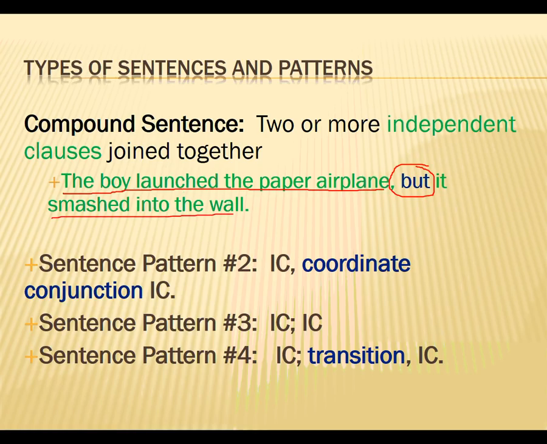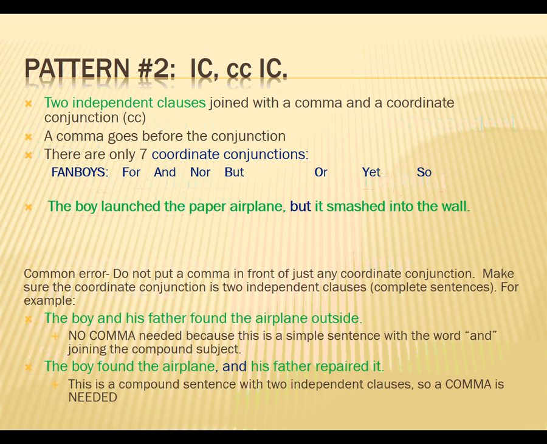Thus, compound sentences must be joined together using proper punctuation and joining words. There are three basic patterns for compound sentences, and we will review each type. The first compound sentence pattern is abbreviated IC, CC, IC: two independent clauses joined with a comma and a coordinate conjunction, which is abbreviated CC.